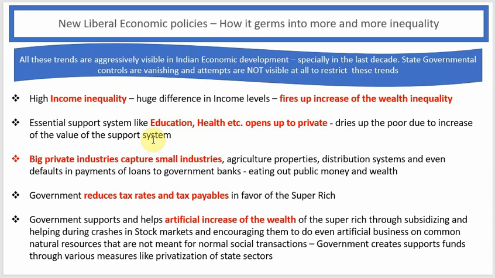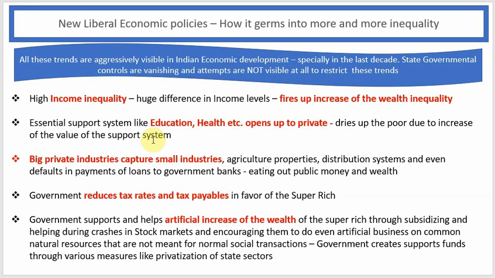drying out. You heard about non-performing assets. It's nothing but the loans which are not paid. So who is actually not paying those loans? Now, if you talk about yourself, the common people, can they escape not paying loans to the government banks?